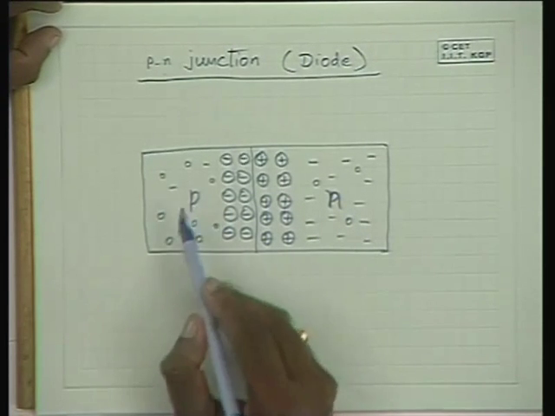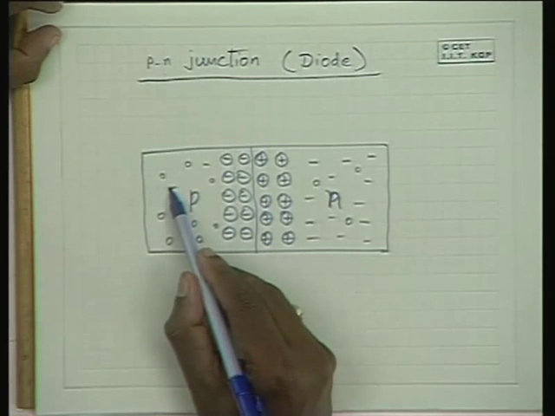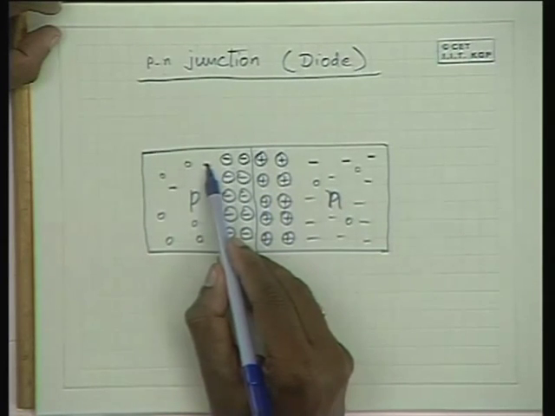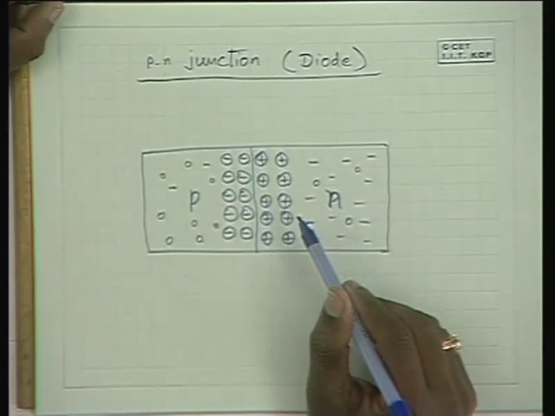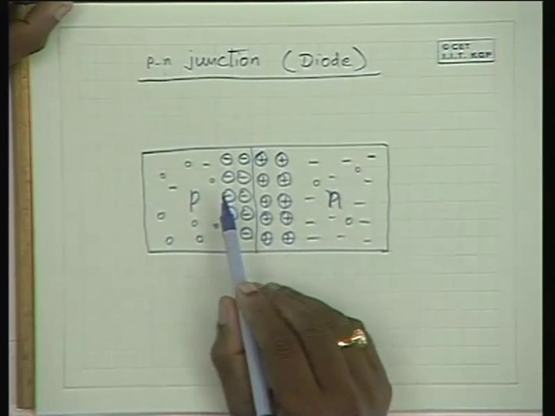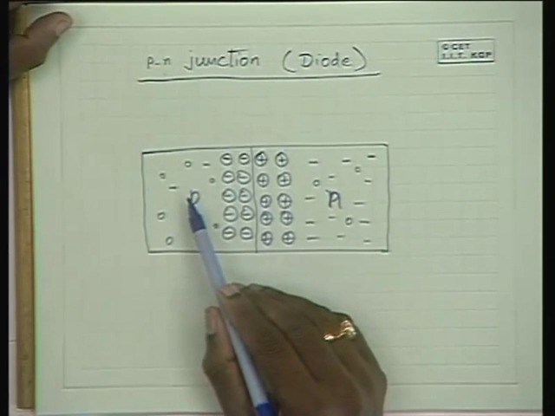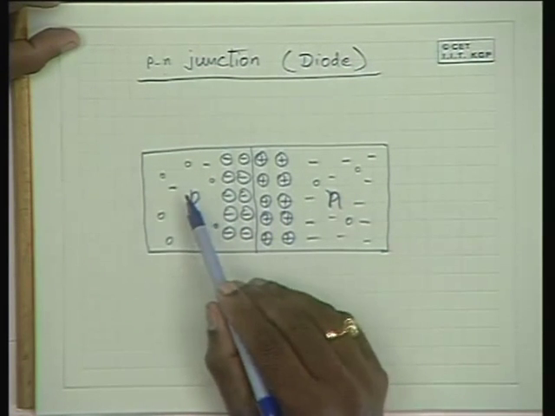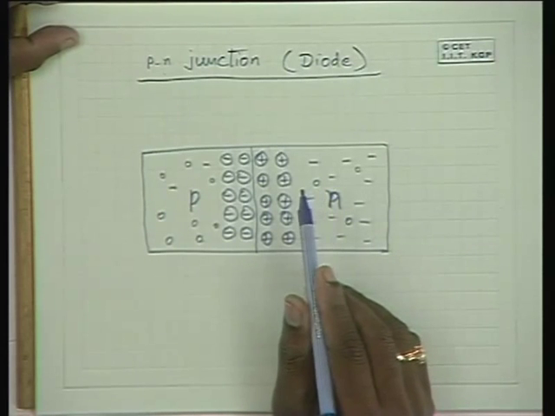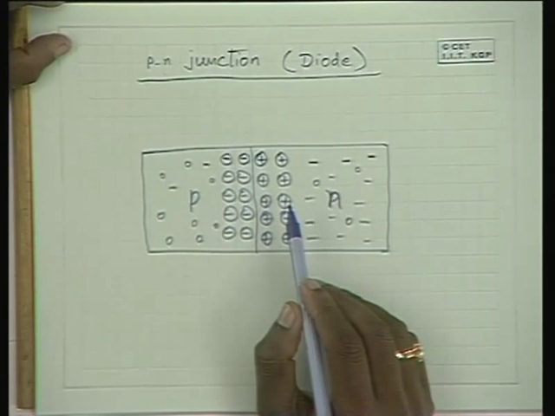But what happens to the minority carriers? For example, the electrons on the p side and the holes on the n side are minority in number, and these minority charge carriers can get influenced by an external field and they can move. Nothing prevents them from the motion.